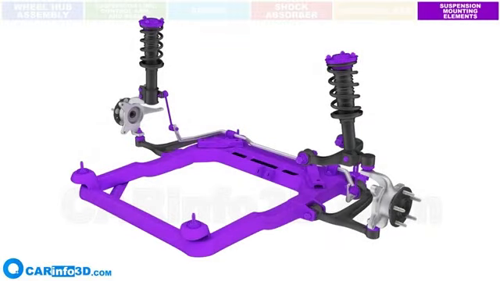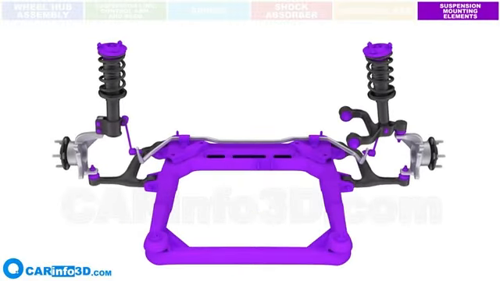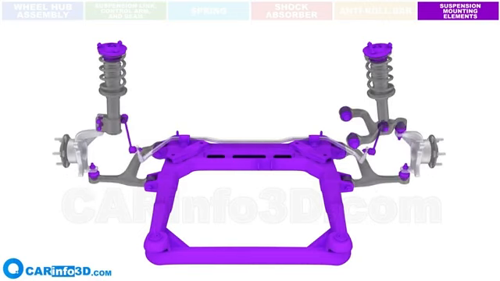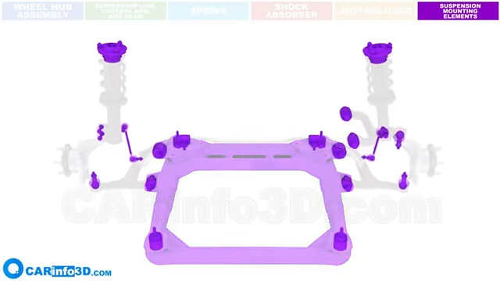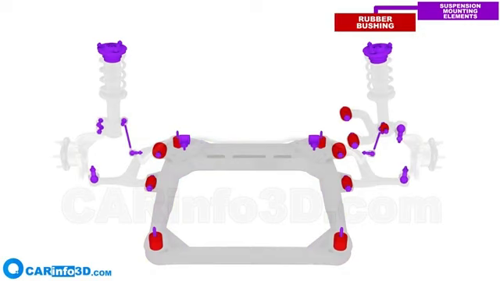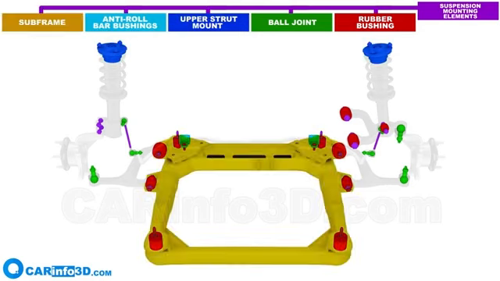Suspension mounting elements. The suspension mounting elements connect all suspension components to each other, the body or frame. Since many parts of the suspension move relative to each other, most of them employ flexible joints. These comprise rubber bushing, ball joints, upper strut mounts, and anti-roll bar bushings. The subframe is used as an intermediate fixture element.